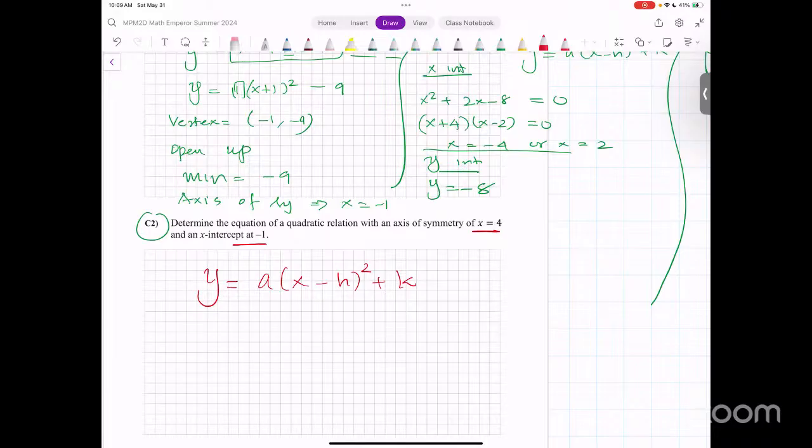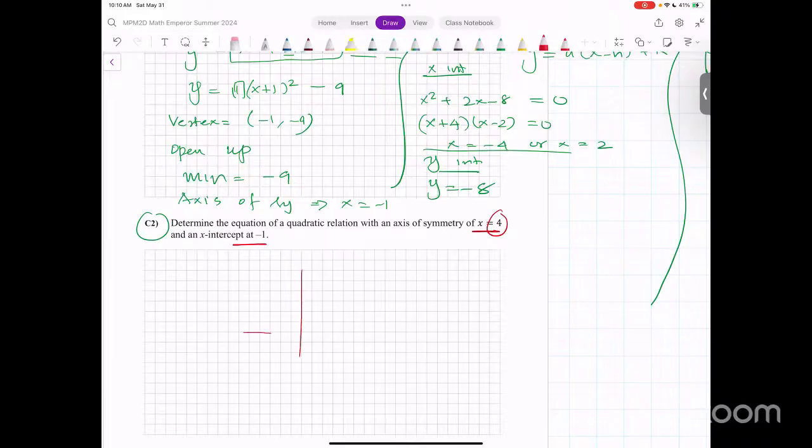Now, the axis of symmetry is 4. That is 4, x minus 4. Now, they say x-intercept is -1. So with axis of symmetry x equal to 4 and x-intercept at -1, we're going to go back to visualizing it. Let's see how we visualize the problem, because this is a super thinking question.